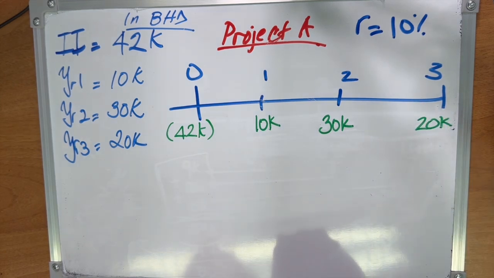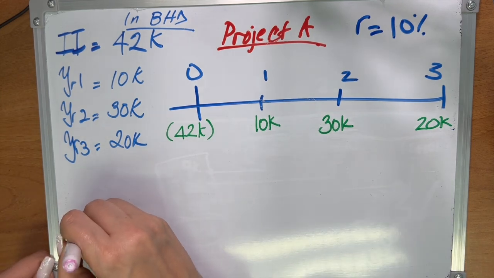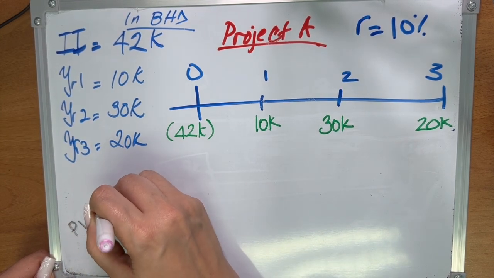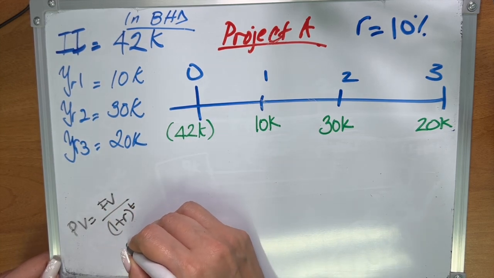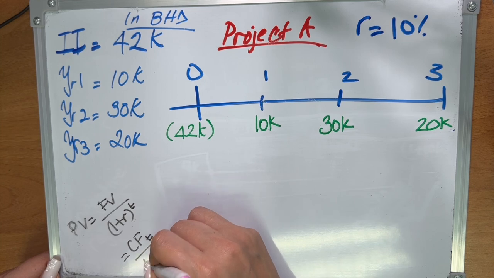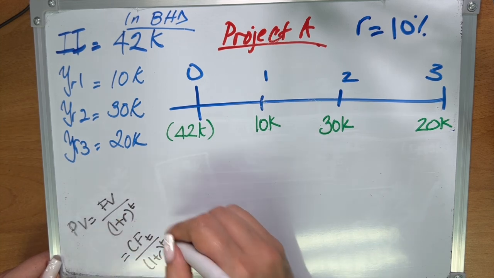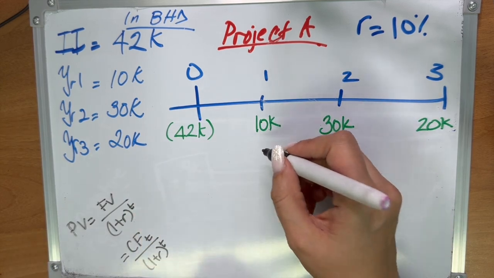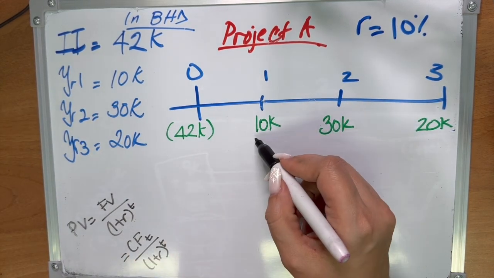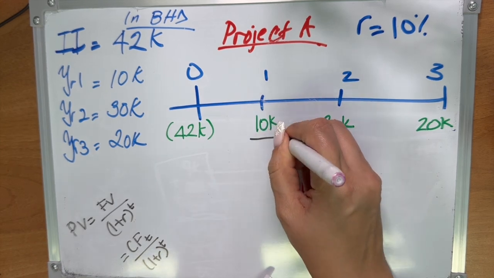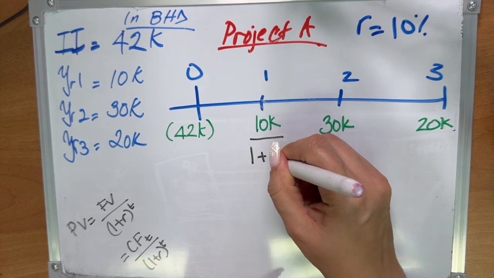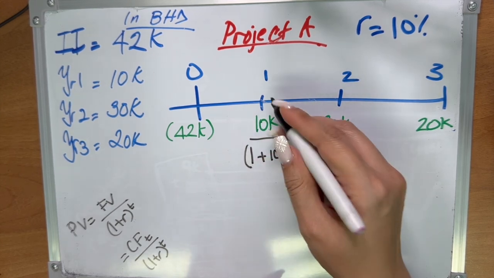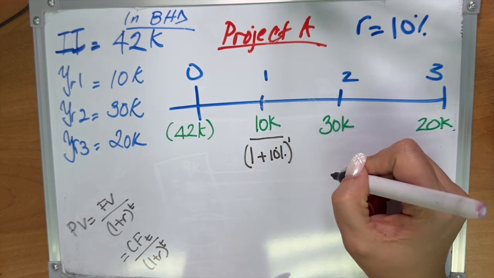Okay? Now, remember the formula says we need to discount it. If you want to remember the formula again, it's the present value equals the future value over 1 plus R to the T. Or if you don't want to confuse yourselves, cash flow to the T over 1 plus R to the T. Okay? They are the same formula. The cash flow here, or the future value here, in year 1 is 10,000. So I will discount it. The rate of return I was given as 10%. So 1 plus 10%, since it's sitting under year 1, it's to the 1.